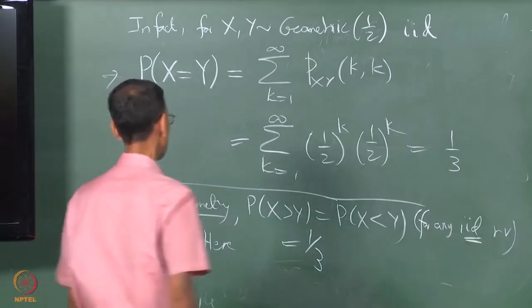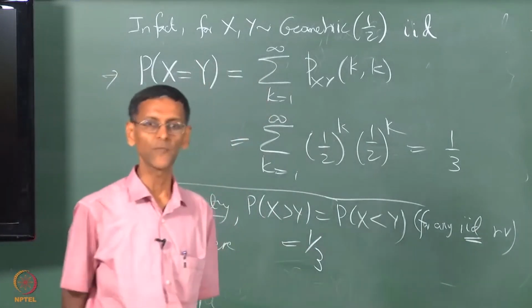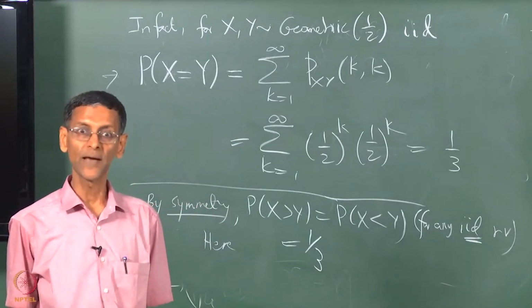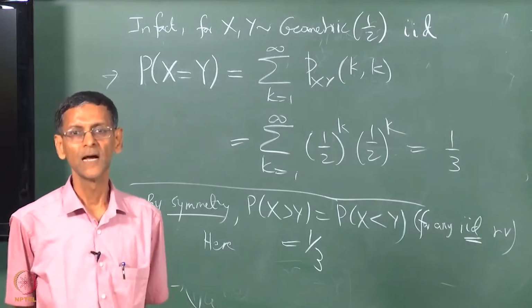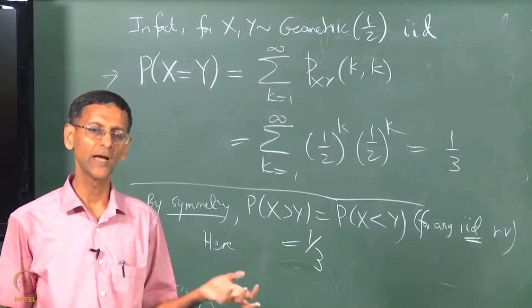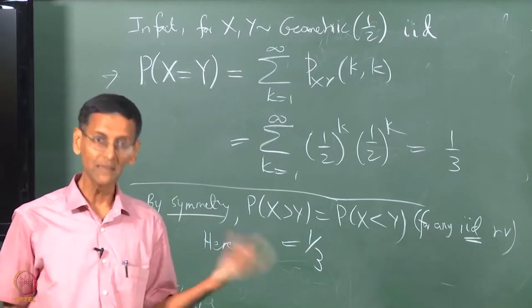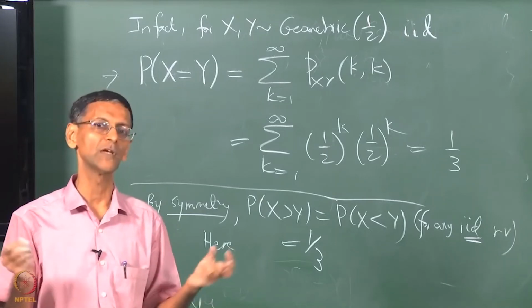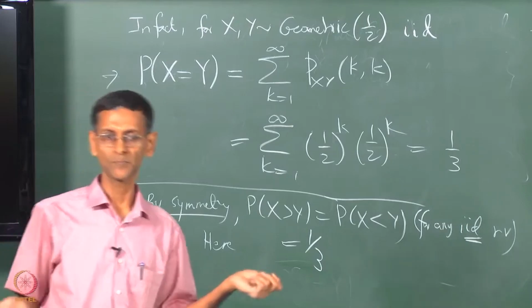This is very specific to geometric half. But in general, if somebody asks you to find the probability of x greater than y, you should be able to set it up from first principles. You add over the open-ended triangle where x is greater than y. Assuming x and y are both positive integer valued, there will be a portion of the xy plane that corresponds to the event x strictly greater than y. You have to add up the probabilities of all those points in that portion.